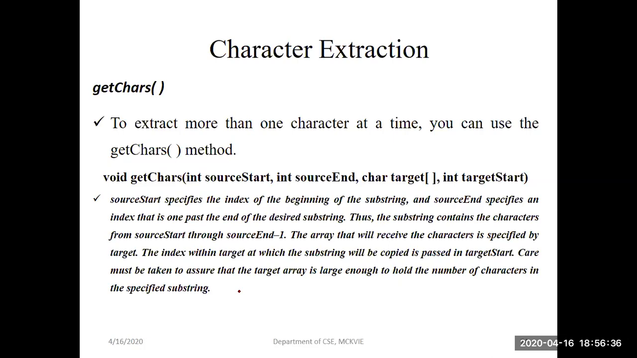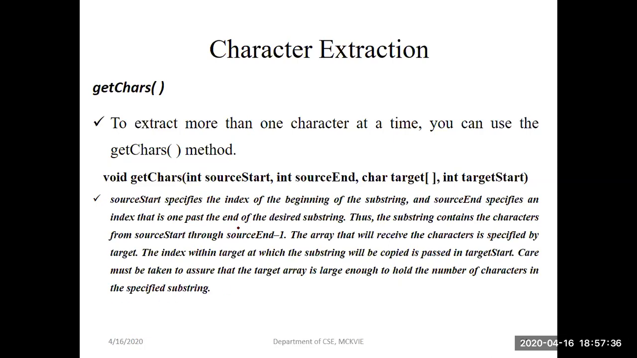It means you have given a target array where some characters are already there. Suppose you have given a target array where characters ABC are already there. Indexes 0, 1, 2 are already occupied, so you start your copy from index 3. In that case, your target start will be 3. It may not be the case every time that you start your copy in the target array from index 0. It may be that some elements are already there in the target array and you are copying more characters after that. So in that case, you must mention from which index you will copy the extracted characters into the target array.